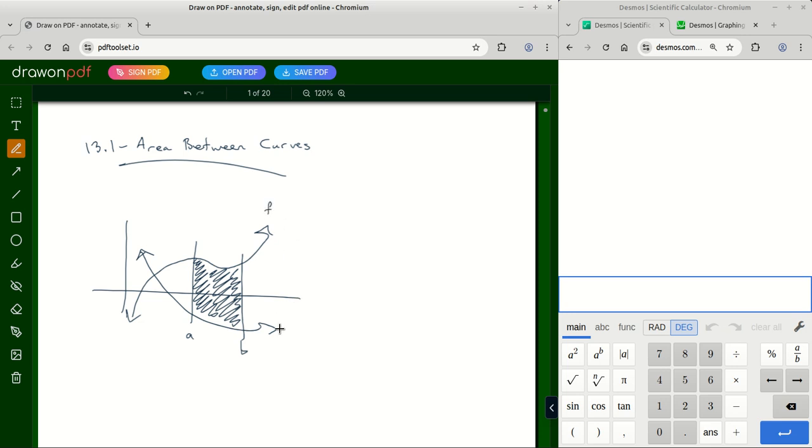Let's call these functions f and g. To find the area between the two curves, you're going to go integral from a to b of f minus g dx, and there's your answer. I like a better formula, just me personally. I like to think of it like top minus bottom dx, and then you're done. Okay, so that's what we're going to be doing.